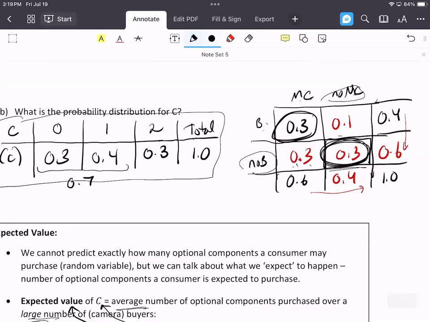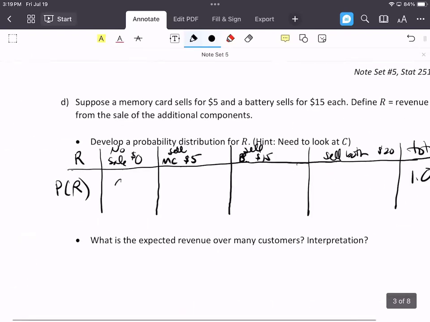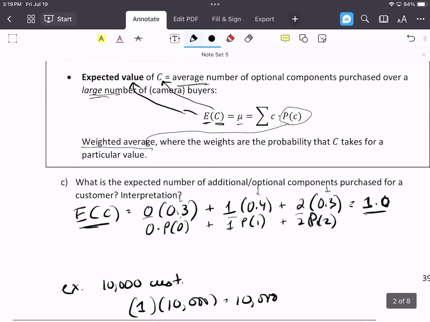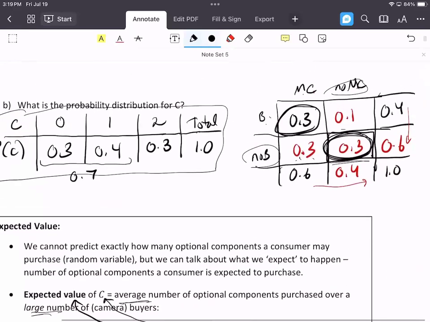Okay, so no sale here. This would be the first one. And that probability is 0.3. And we see the probability that we sell both is also 0.3. Those are kind of the easy ones to see. But what about these two here? How about the probability that we sell a memory card, but no battery? Let's see, a memory card, but no battery. That's going to be this 0.3 right here.